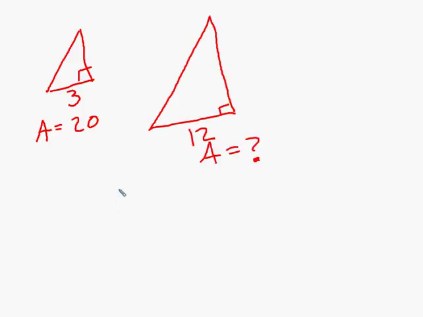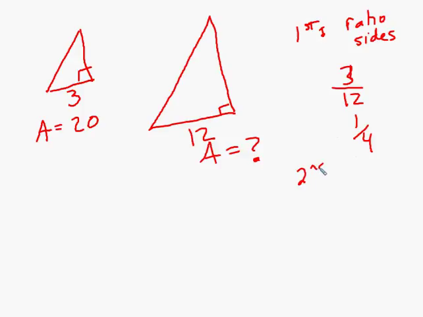I need to find first... What am I going to do first? Need to find the ratio. Yep, ratio of the sides. Even if we were doing volume, that's the first thing we're going to do: we want to know the ratio of the sides. So it's going to be 3 to 12, and then I'm going to reduce it to 1/4. You don't have to reduce it, but you make your life a lot easier. The second thing is to square the ratio. 1/16.